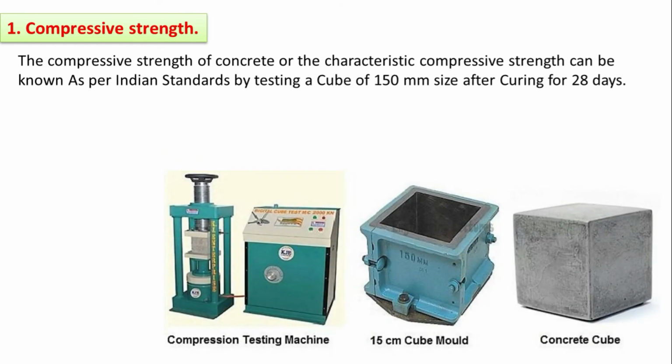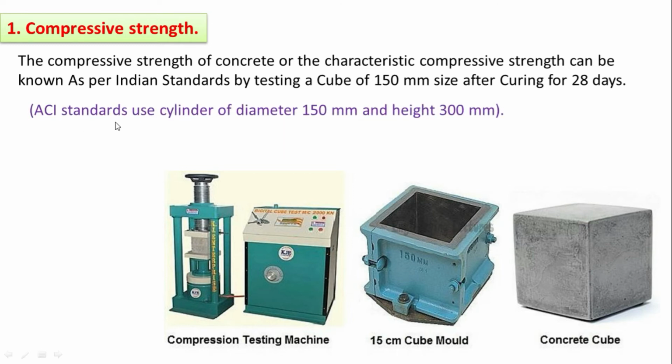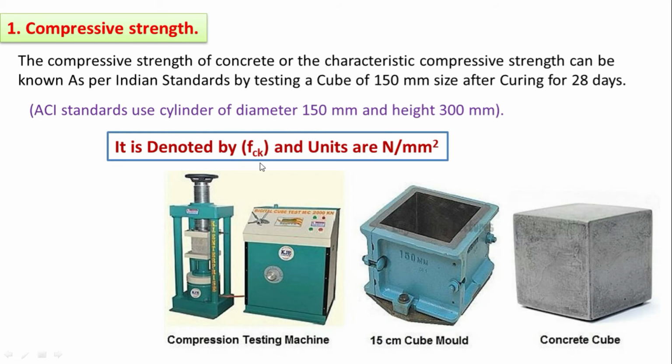After curing for 28 days, we have to undergo testing in the compression testing machine. By using this machine, we will be testing the cube like this. This is the mold of 15 centimeter and this is the cube. According to ACI standards, use a cylinder of diameter 150 mm and height 300 mm. It is denoted by fck and the units are Newton per mm square.